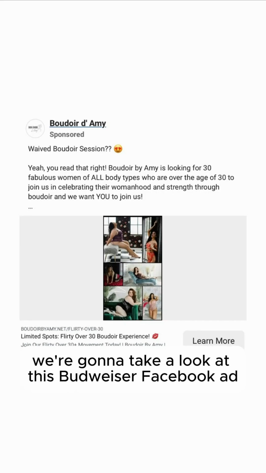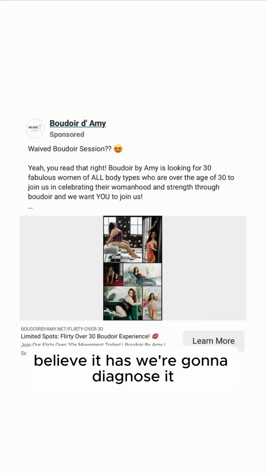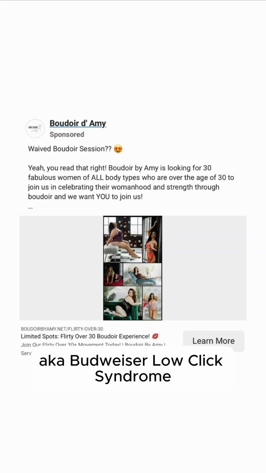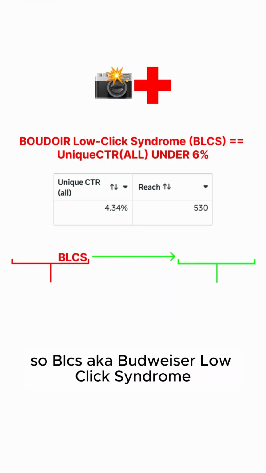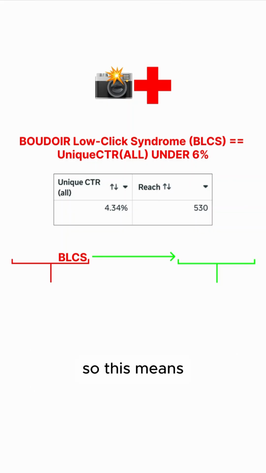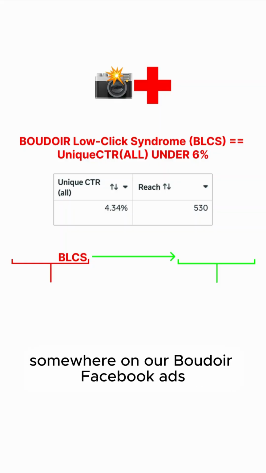All right, y'all, we're going to take a look at this Boudoir Facebook ad. We're going to diagnose it and see if we believe it has BLCS, aka Boudoir low click syndrome. BLCS is when the unique CTR of our Boudoir Facebook ads is under 6%. This means fewer than 6 out of 100 women are clicking somewhere on our Boudoir Facebook ads.